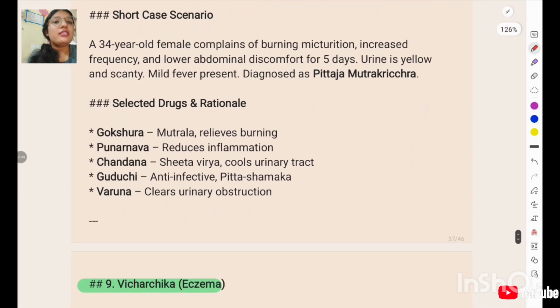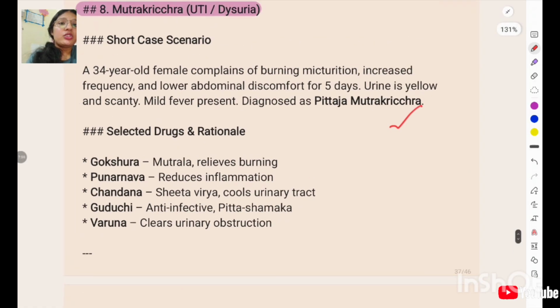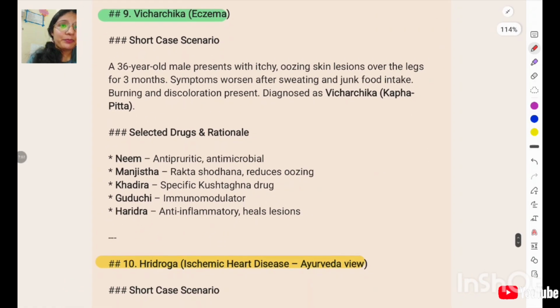Mutrakricchra: a 34-year-old female with complaints of burning micturition, increased frequency and lower abdominal pain, Pittaja Mutrakricchra. So Mutrakricchra we have already studied. In this, Gokshura and Punarnava reduce the inflammation. Chandana is also good, Guduchi and Varuna. So this drug we can suggest.